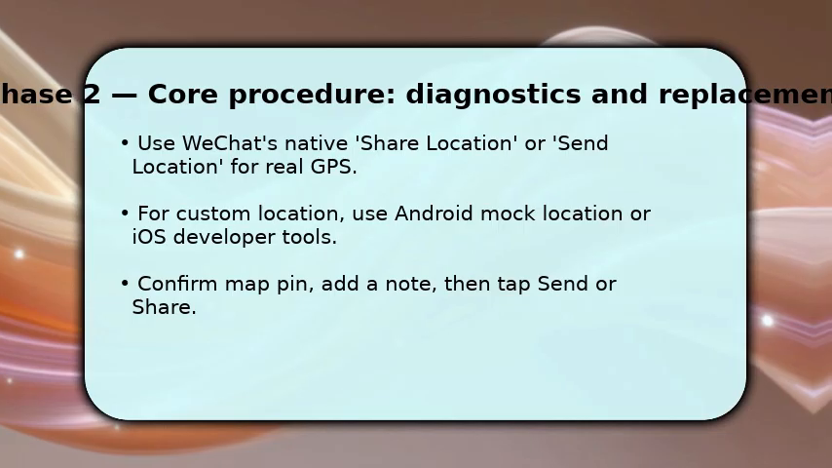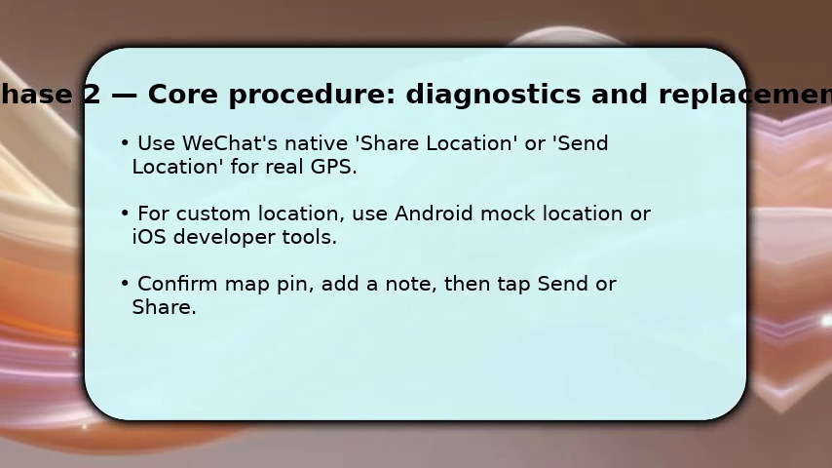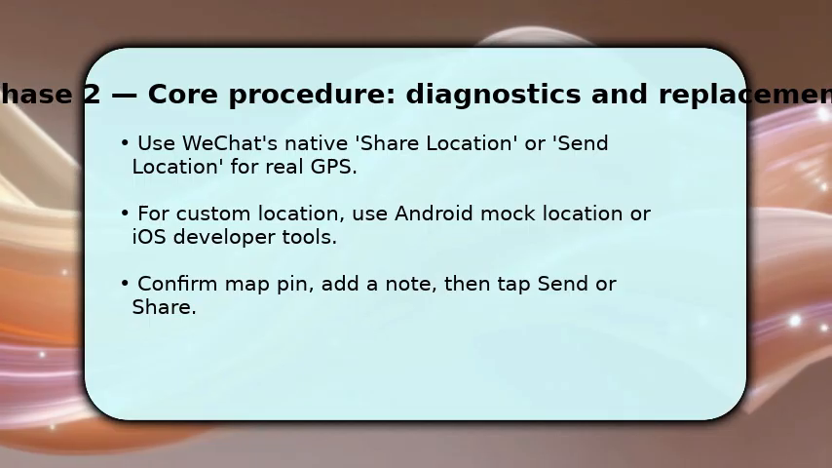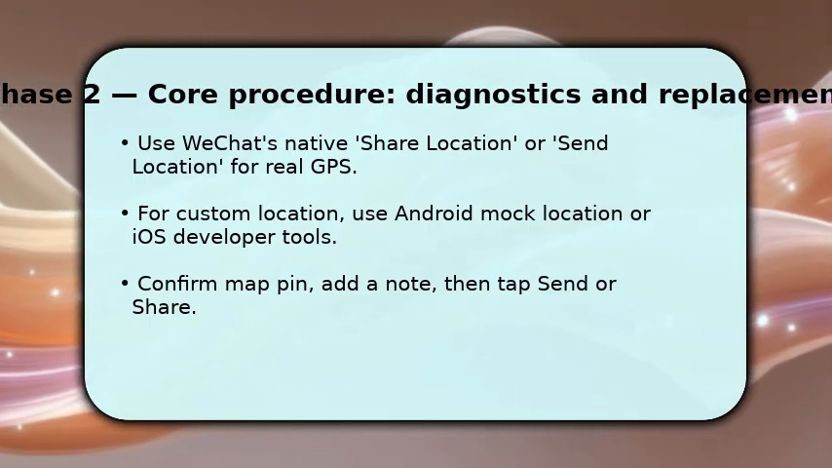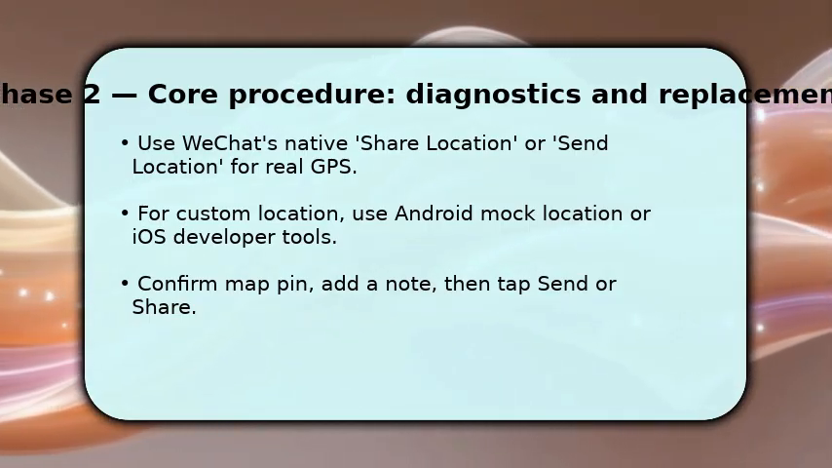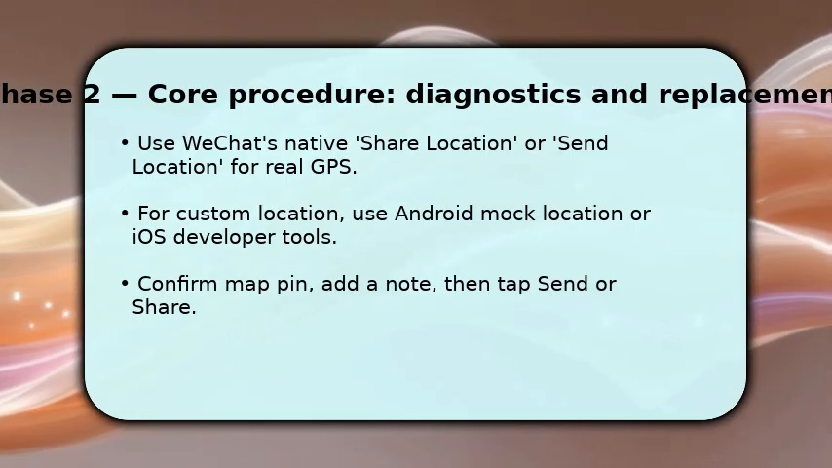If you need a different place, enable mock locations on Android via Developer Options or use Xcode/iOS simulated locations on a Mac. This changes device GPS system-wide.